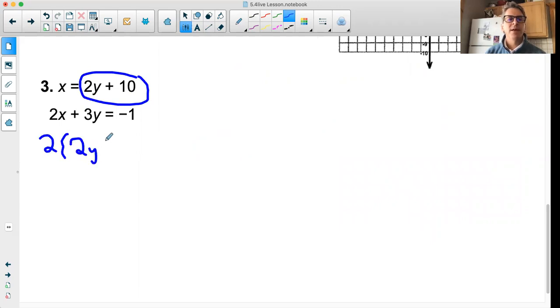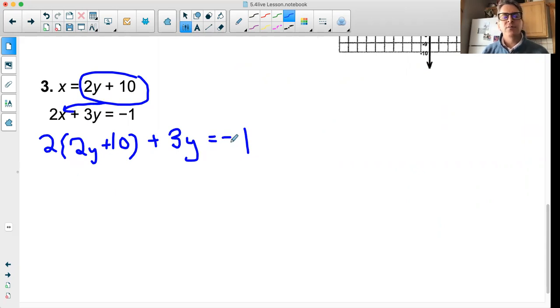2y plus 10 plus 3y equals negative 1. Okay. So I'm going to start by using substitution. So I substituted in for x. So now we have everything in terms of y. And if I multiply 2 times 2, I get a 4y. 2 times 10, I get 20. Add 3y. And that's equal to negative 1.